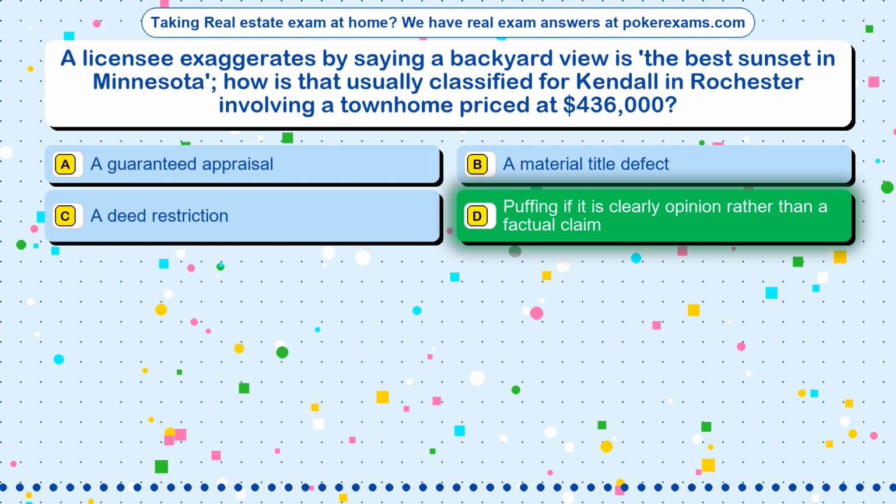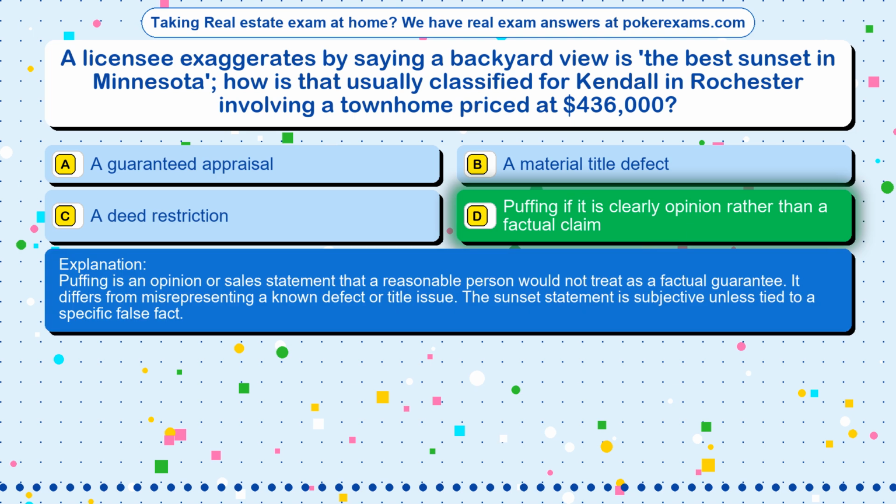The correct answer is option D. Puffing if it is clearly opinion rather than a factual claim. Puffing is an opinion or sales statement that a reasonable person would not treat as a factual guarantee. It differs from misrepresenting a known defect or title issue. The sunset statement is subjective unless tied to a specific false fact.